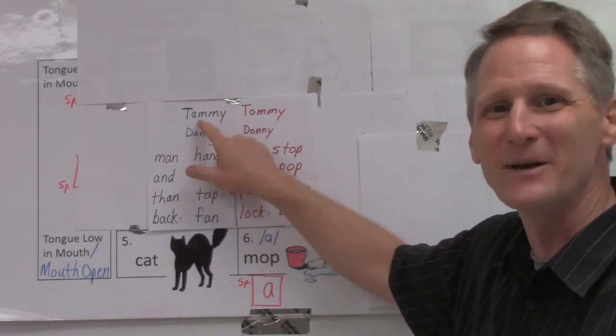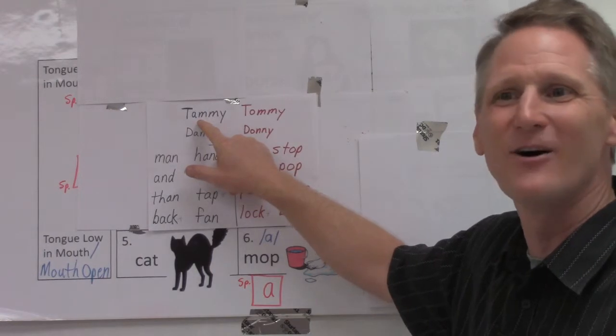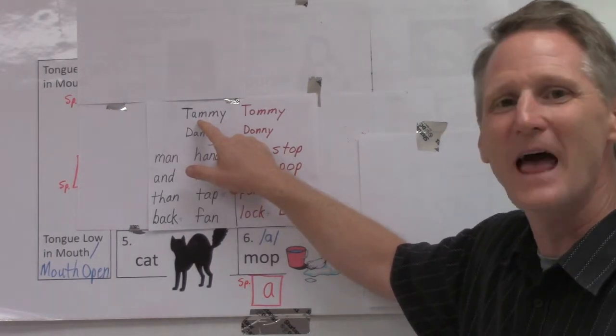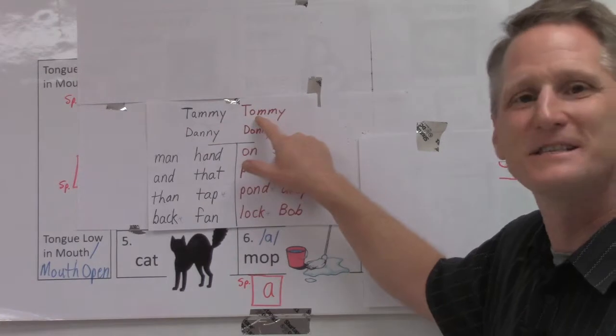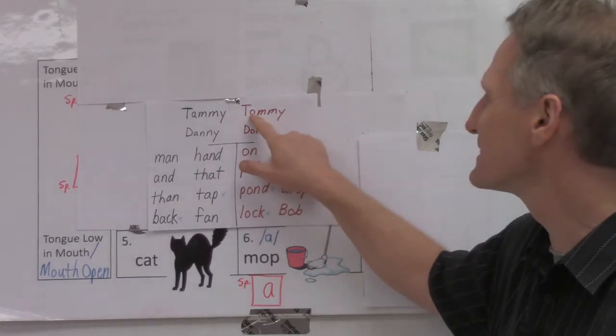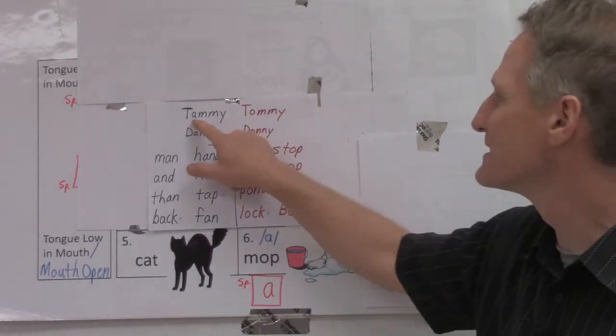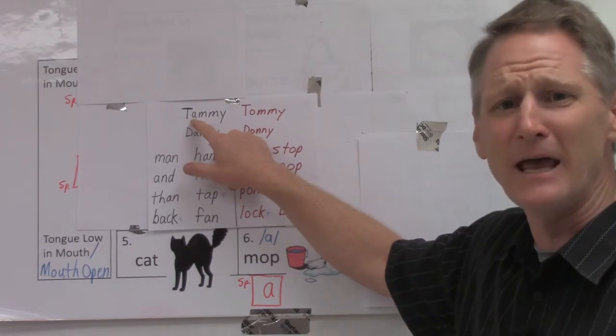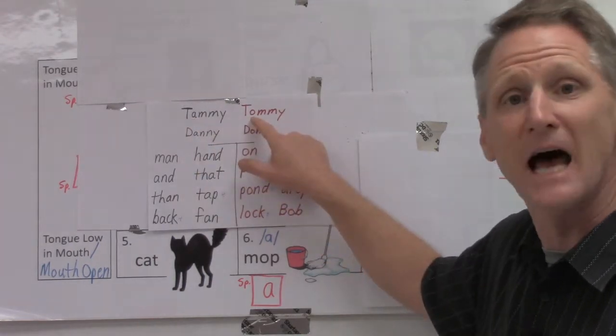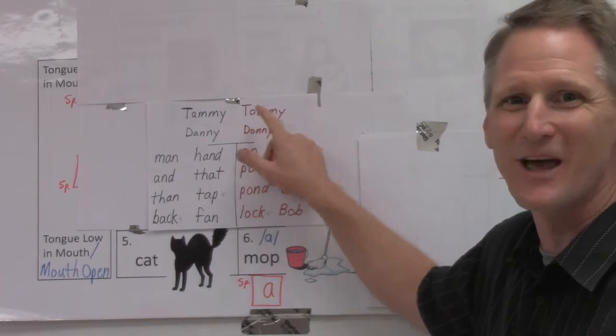So we've also got this girl's name. This name is Tammy. It comes from Thomasina or Tamara. This is Tammy. This is Tommy. This is sound number 6. Sound number 5. Tammy. Tommy.